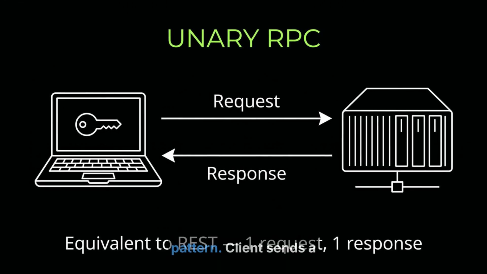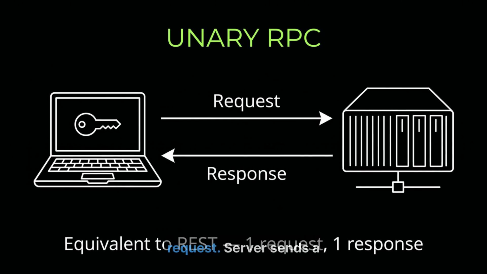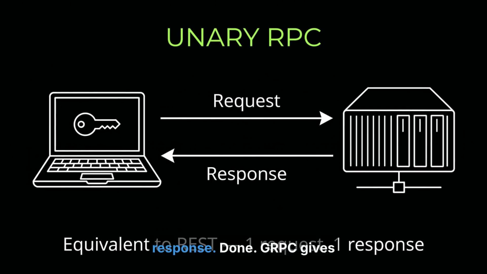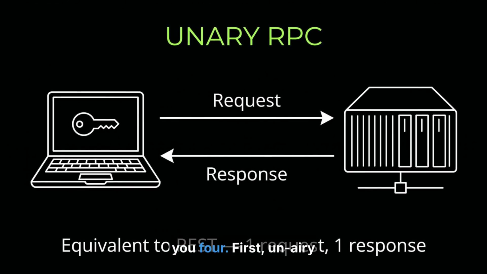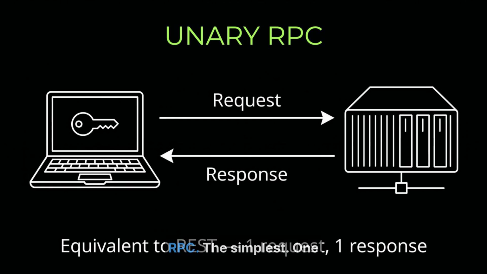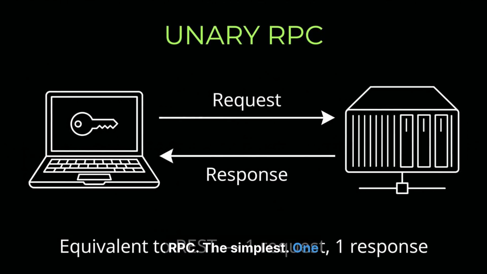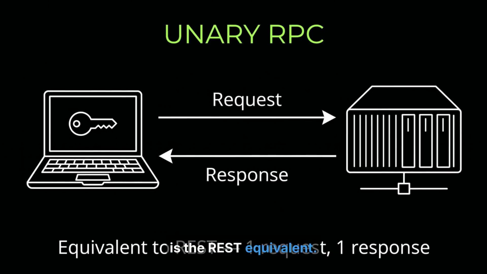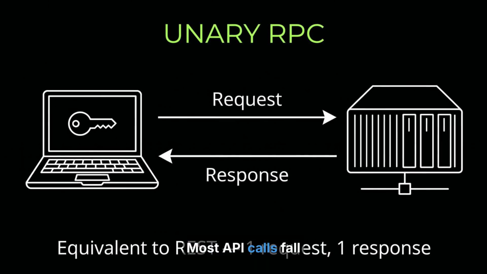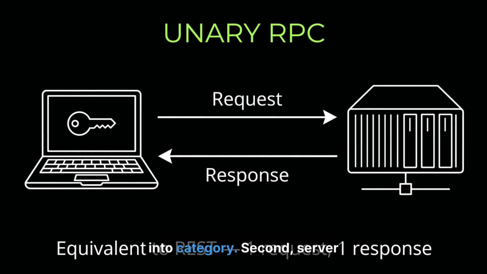REST gives you one pattern. Client sends a request. Server sends a response. Done. gRPC gives you 4. First, Unary RPC. The simplest. One request, one response. This is the REST equivalent. Most API calls fall into this category.